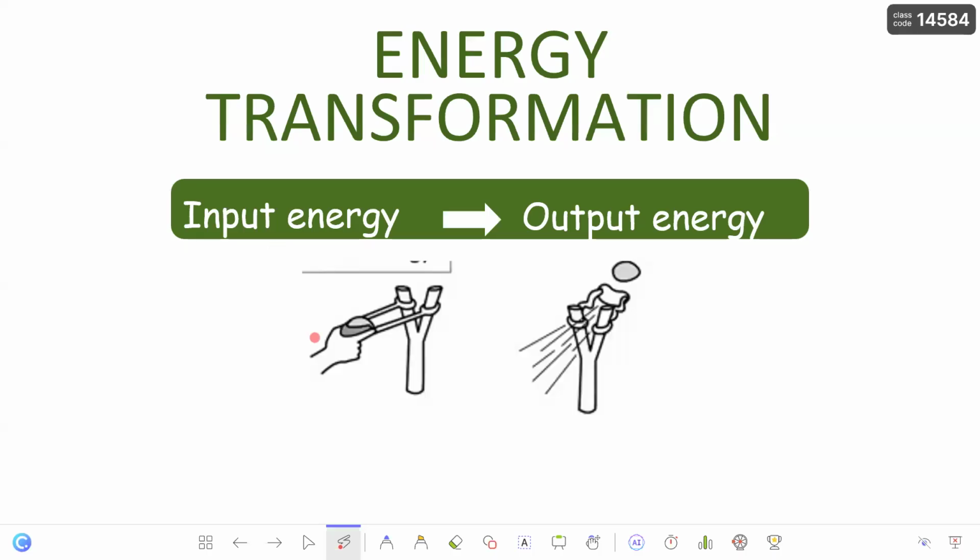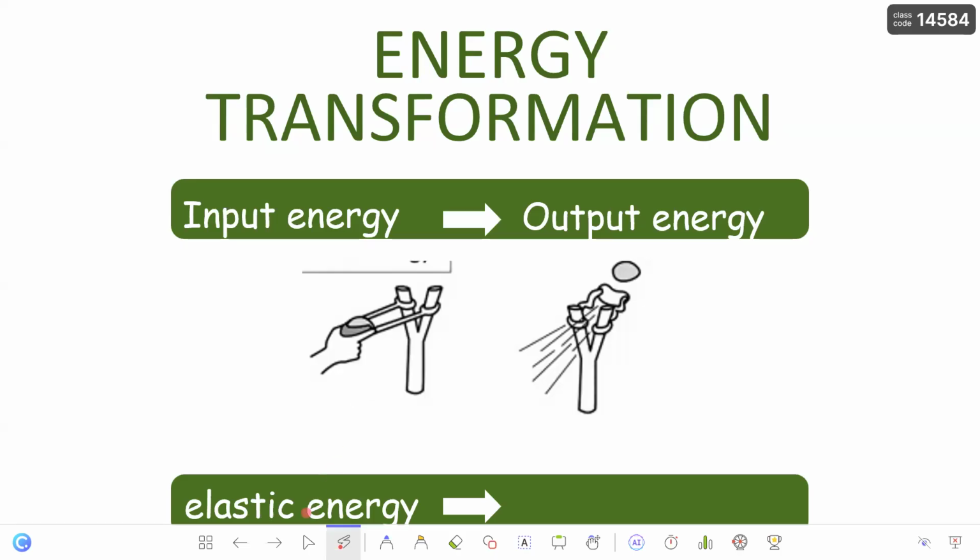Another example here, the input energy is the elastic energy. When it works, the output energy is the kinetic energy, which is the energy of motion. Look, girls, at the figures in front of you. Here, input energy is the elastic energy because I stretched it out. When I released it, the energy released is the energy of motion, and the energy of motion we agreed is called the kinetic energy.